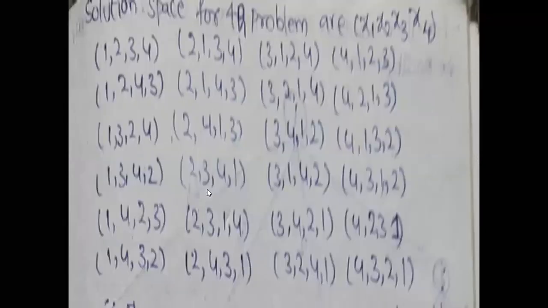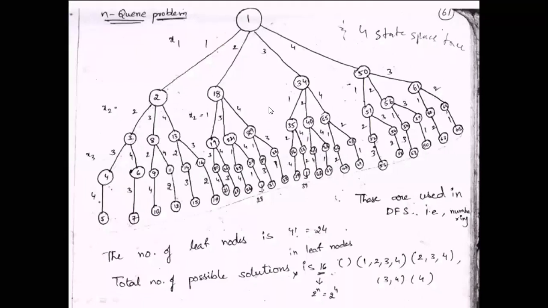For example, a tuple in the middle, 2, 3, 4, 1. That is 2, 3, 4, 1 means x1 equal to 2, x2 equal to 3, x3 equal to 4, and x4 equal to 1. For the representation of this tuple, the 28th node is represented by x3.